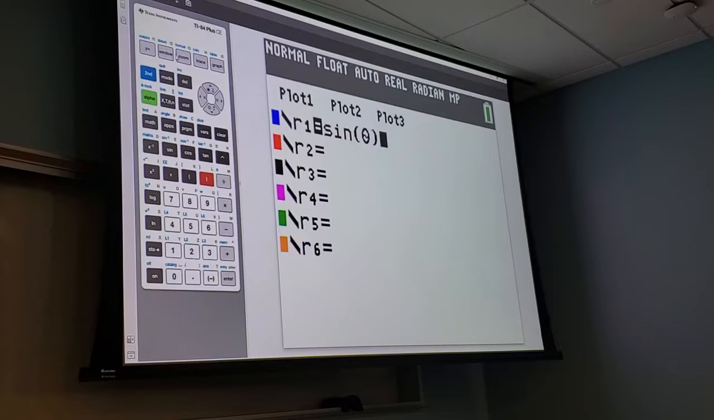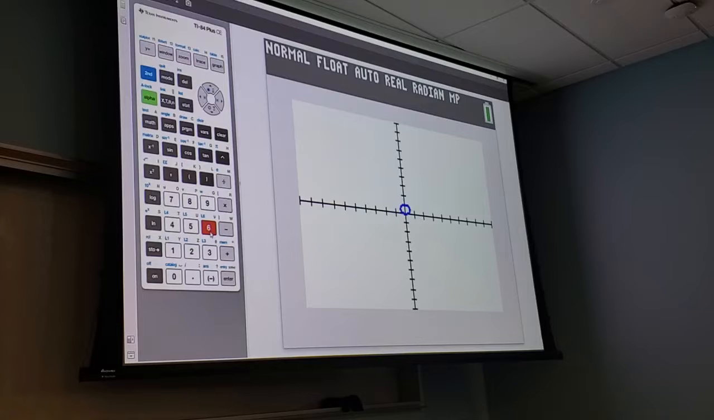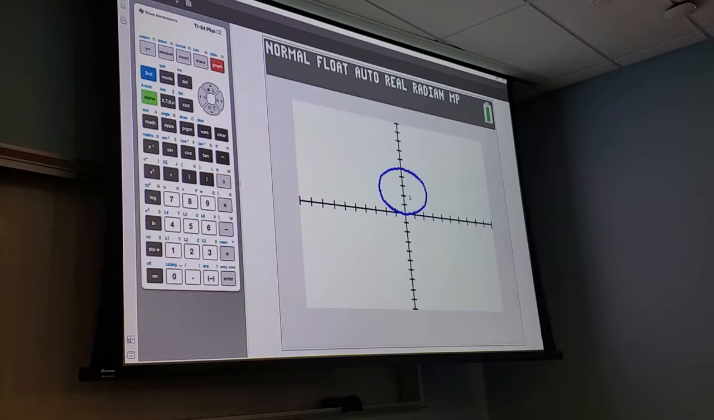So let's try to graph this. Can everybody do zoom 6? Everybody should get this tiny little circle. Let's kind of blow that up. If I go to Y equals again, let's clear this. Let's make it 5 sine theta. Let me know if anything weird happens. Now it should be a little bigger. Does that look like a circle?